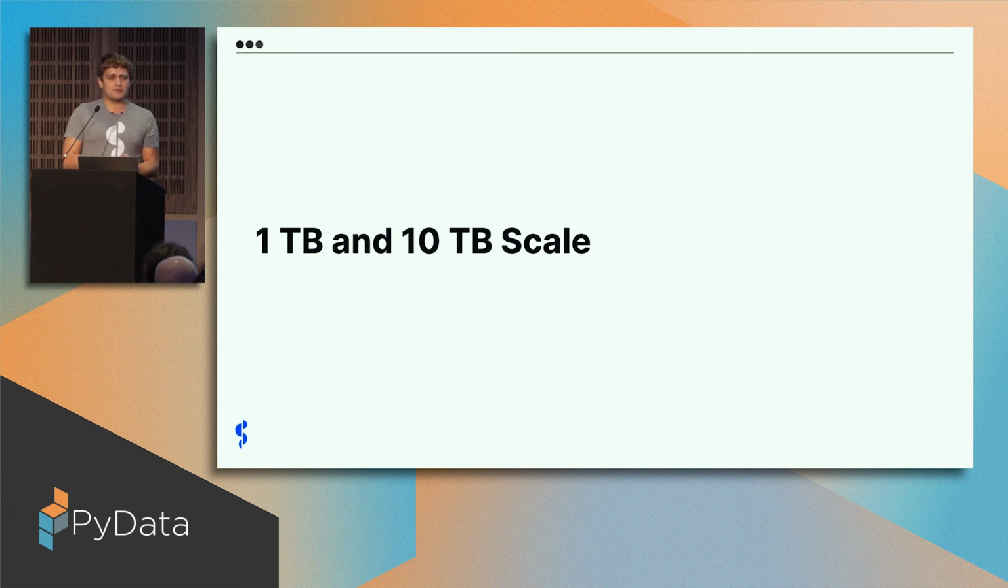For 1 and 10 terabytes, we skip Polars because that just ran forever and it's actually expensive. So we will now look at Dask and DuckDB, and then we look at Dask and Spark. It will become obvious in a little bit why we can't compare all three of them at once.